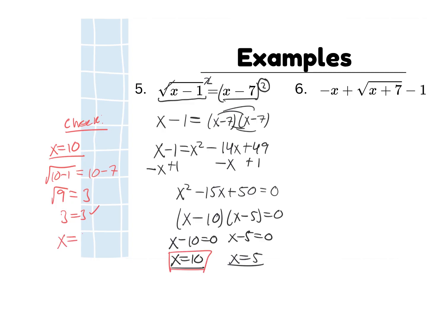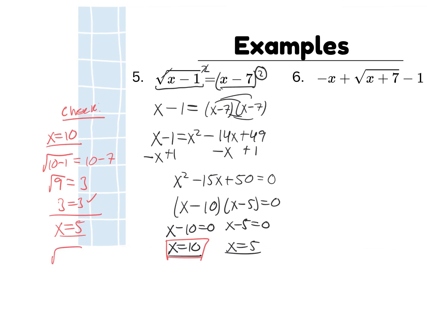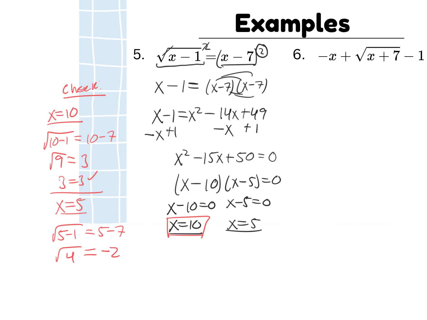All right, let's try the same thing with x equals 5. Now when x equals 5, I get the square root of 5 minus 1 equals 5 minus 7. You can see on the right-hand side, 5 minus 7 is negative 2. So we can kind of already see that this isn't going to work. But if you need to keep going to verify and see it for yourself, the square root of 4 is positive 2, not negative.